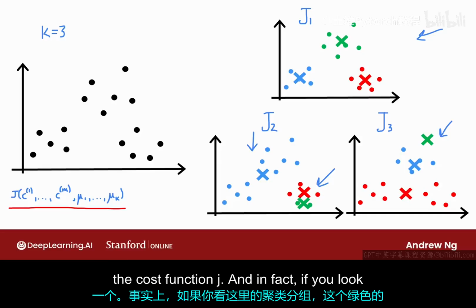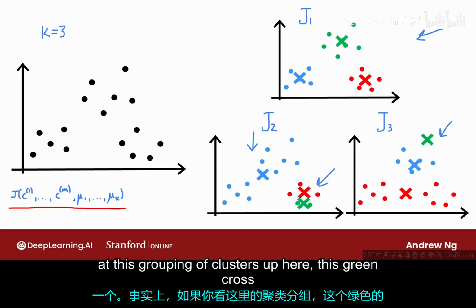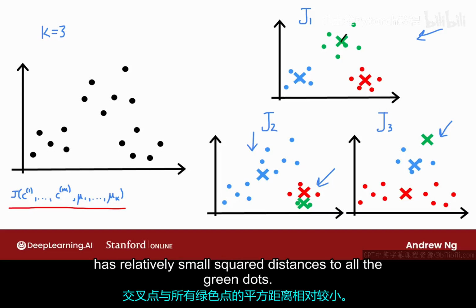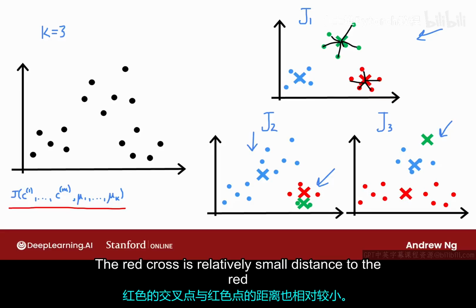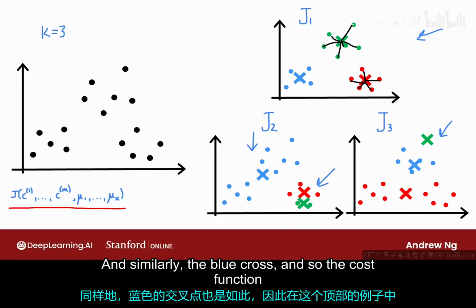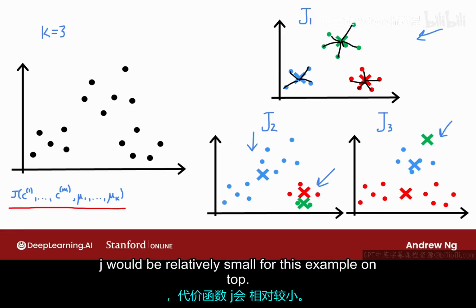And in fact, if you look at this grouping of clusters up here, this green cross has relatively small square distances to all the green dots. The red cross has relatively small distance to the red dots, and similarly, the blue cross. And so the cost function J would be relatively small for this example on top.